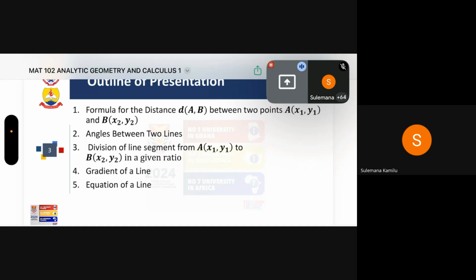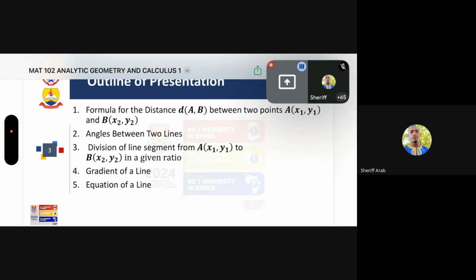We also look at how to find the gradient of a line, and then also how to find the equation of a line. And as I said yesterday, most of the things that you're going to do here are the same things that you know from SHS, JHS, and wherever you've heard it. So please don't see it as something different or something that you don't know. I know that we all know how to find gradients. Do we know how to find gradients of a line?